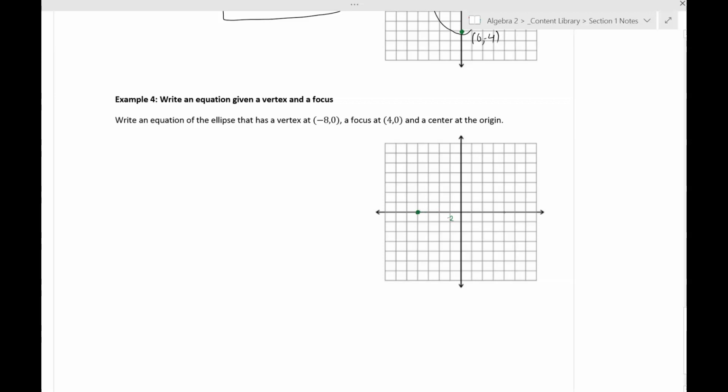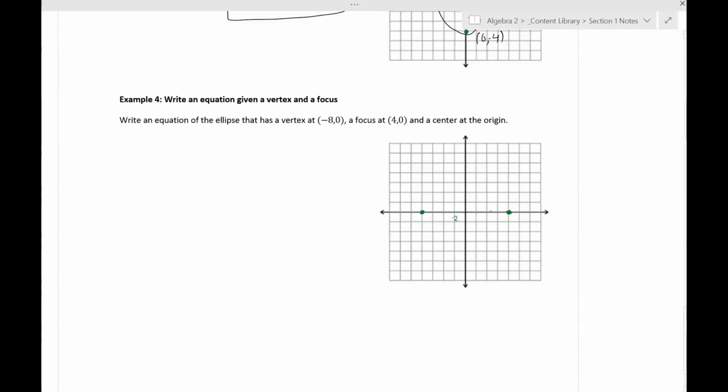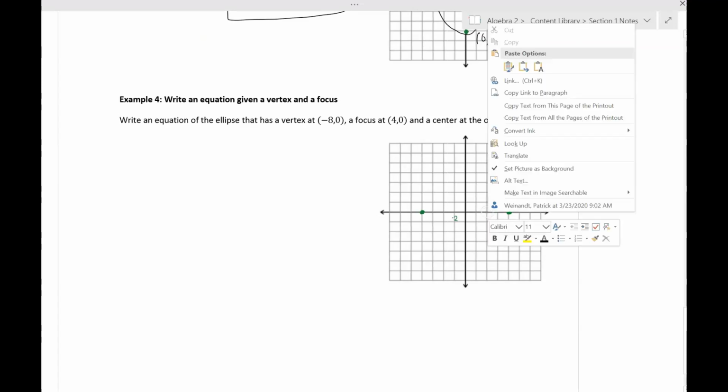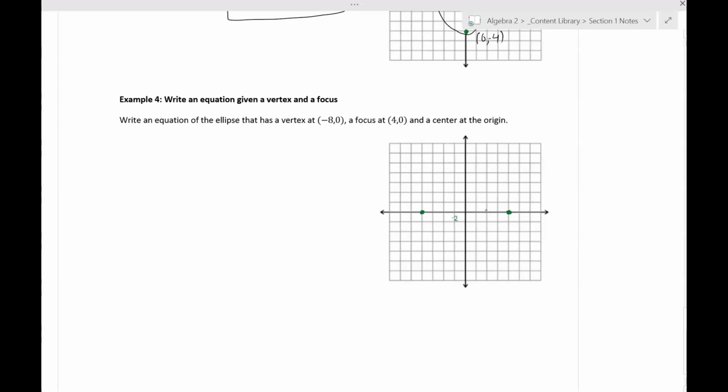Now, we don't know what its covertex is, but we know it has a focus at 4, 0, so right here. Here's a focus, and here is another focus. Okay, well, how does this help me?